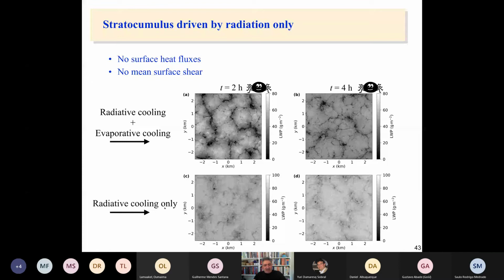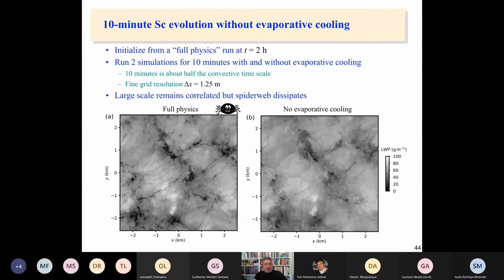And even in just radiative cooling, you can still have these regions. Some of these are called cloud holes in the literature, where you have holes like this. It's like circular areas that are void of cloud. And we're going to do something even more extreme now.